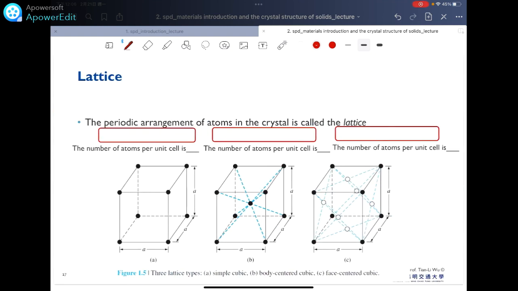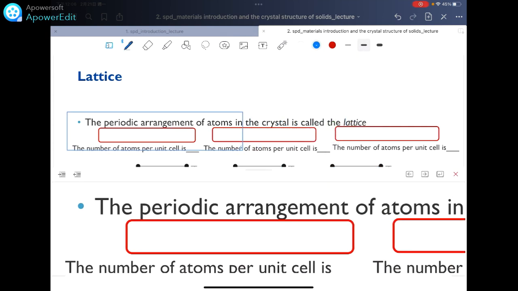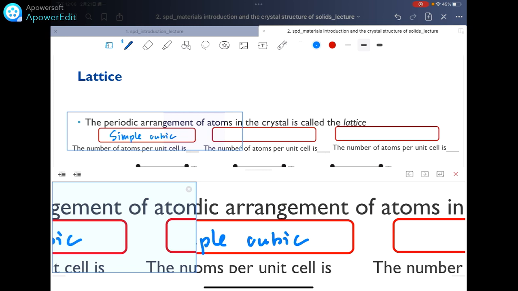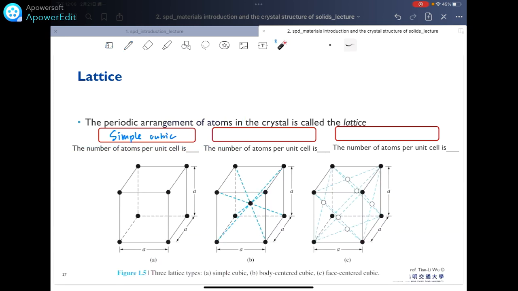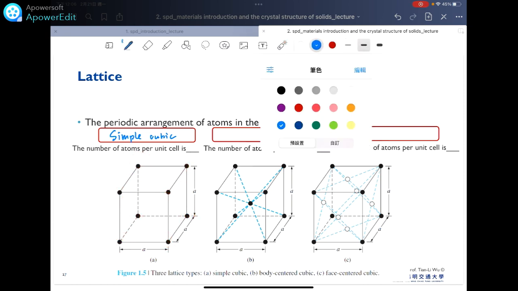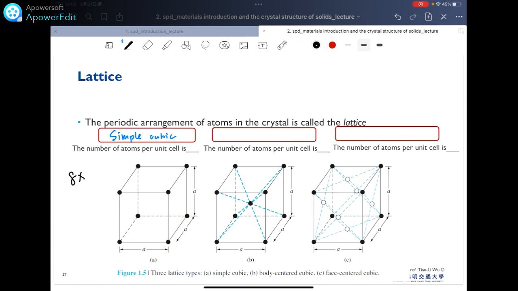Okay, so in this case, if we consider the basic types, there are three different basic types of lattice here. The first one is simple cubic. The simple cubic is one where you have atoms at each corner, but each one only has 1/8. So in the end, the number of atoms per unit cell in the simple cubic is one.